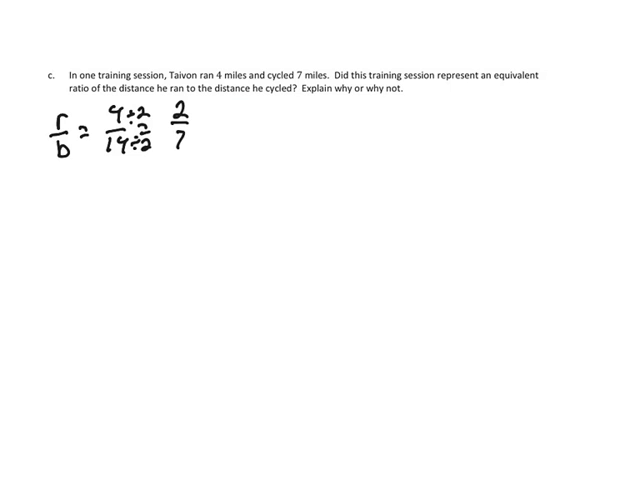In one training session, Tavon ran 4 miles and cycled 7 miles. Did this training session represent an equivalent ratio of the distance he ran to the distance he cycled? Explain why or why not. So the new one that they just gave us was he ran 4 miles and cycled or biked 7 miles. So that would be running over biking, 4 over 7.